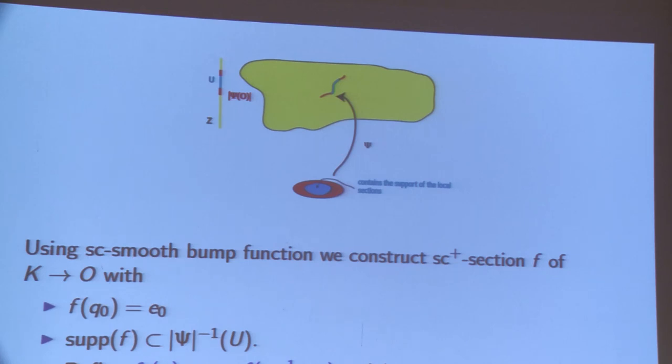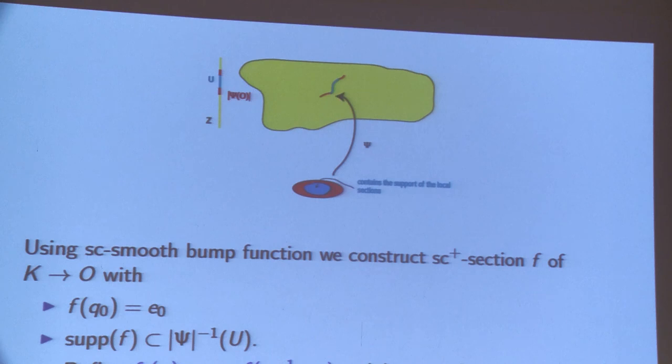I haven't talked about extension results, but on the polyfold level they are quite easy. So you can ask me maybe on Friday and I can show you how to construct them there. So anyway, there is a section with support in the blue thing. And now you want to construct a functor. So what I do is I transport this section around by conjugation.